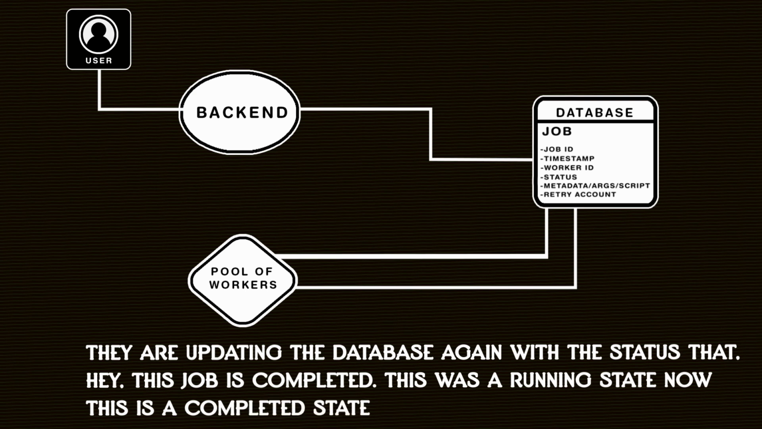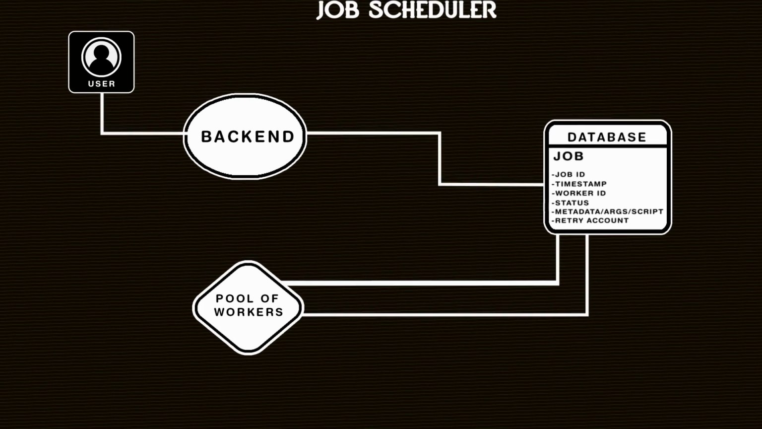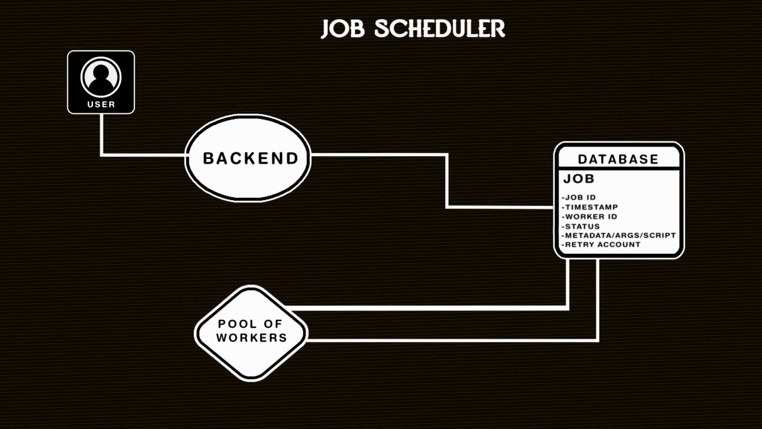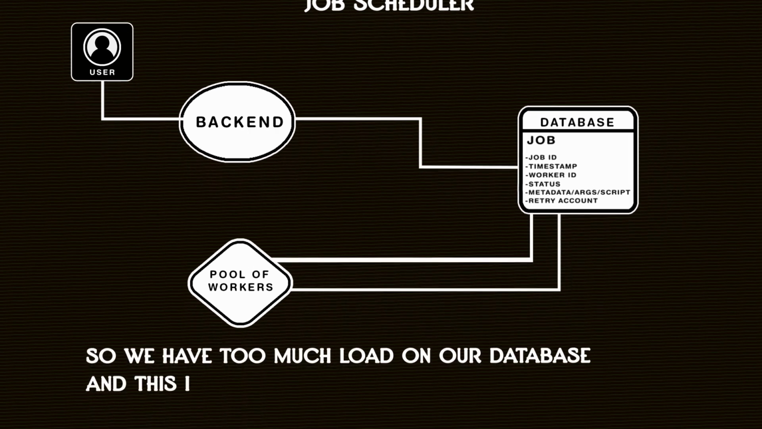So every worker is polling the database, every worker is updating the database, as well as a backend which can easily sit behind a load balancer, and we can have multiple backends. They are also updating or writing to the database. So we have too much load on our database, and this is a bottleneck.